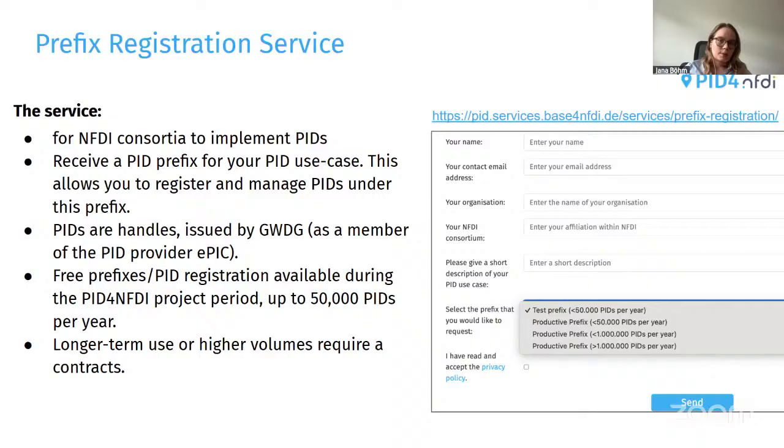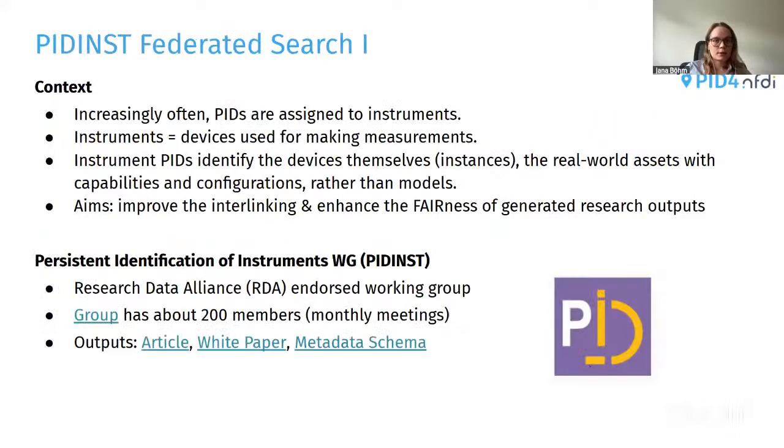So the PIDs that you can receive here are handles, which are issued by GWDG as a member of the Epic PID provider. And these PIDs or prefixes are for free up to 50,000 PIDs per year and during the PID4NFDI project runtime. But if longer term use or higher volumes of PIDs would be required, this is out of scope of this prefix registration service. Next slide, please.